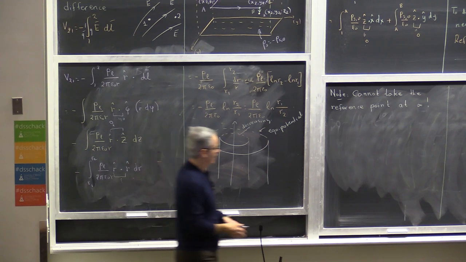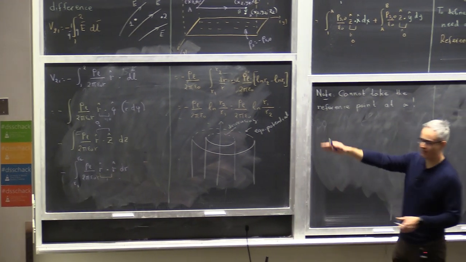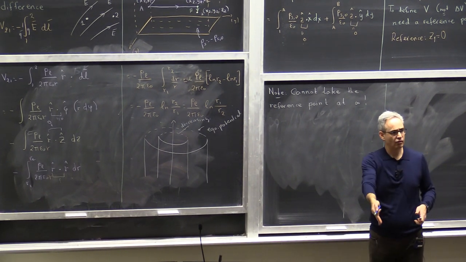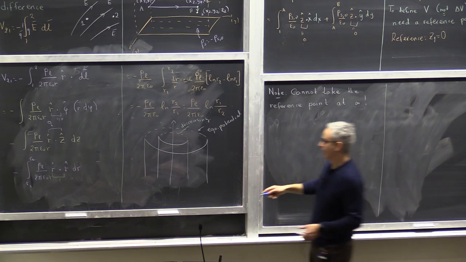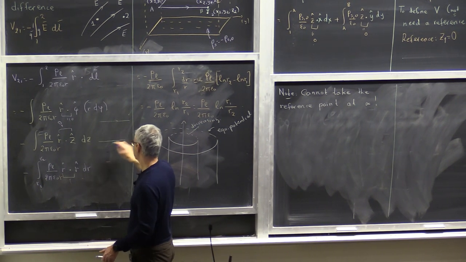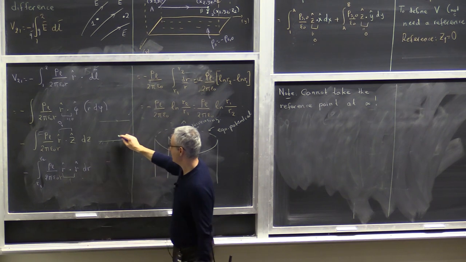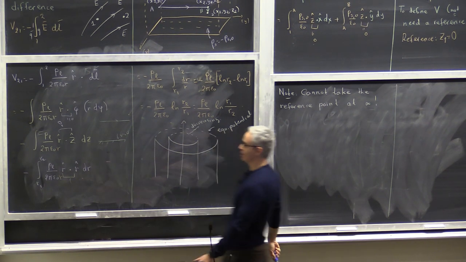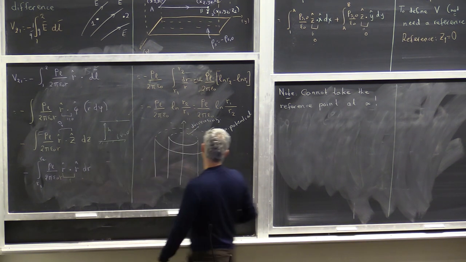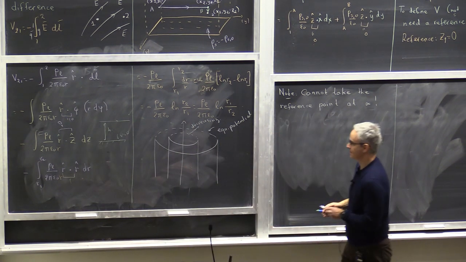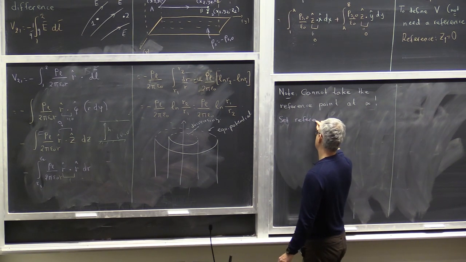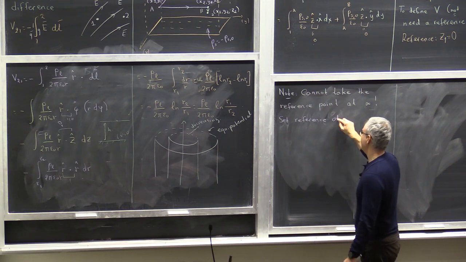So you can imagine that this is the field of a power line and you set the potential of the ground equal to zero. So if this is like a power line, then you can set the potential here to zero at a distance equal to the height of the power line. So where to set the reference point, that is up to us. But it has to be finite.